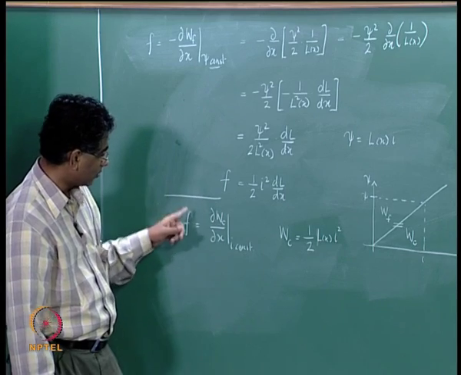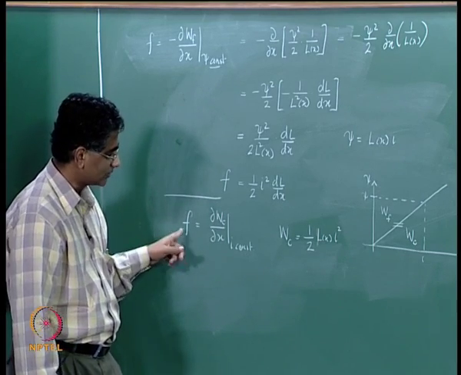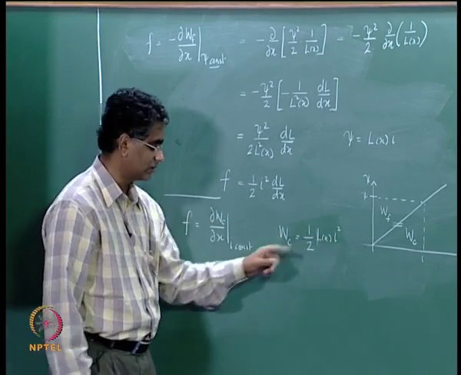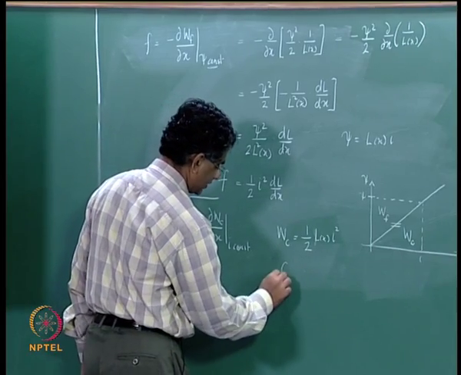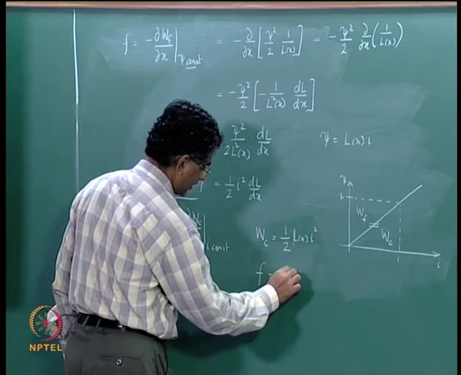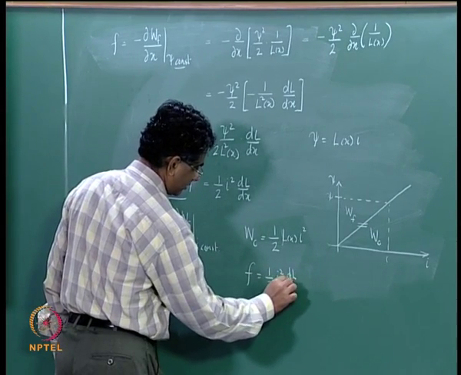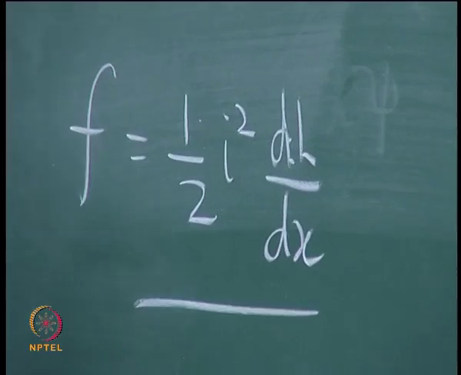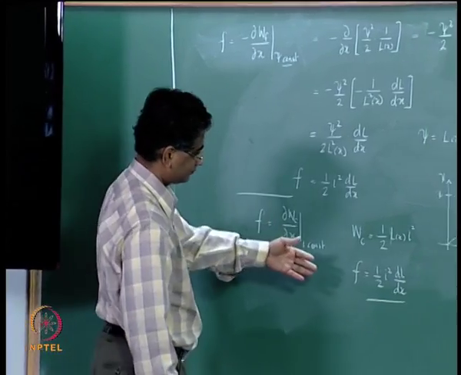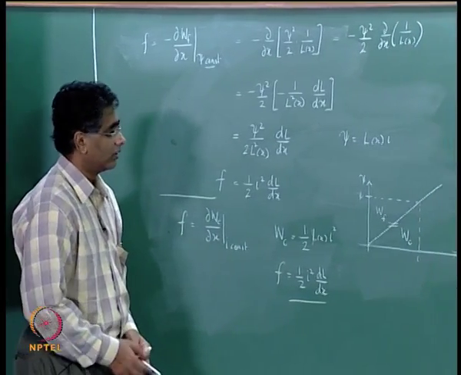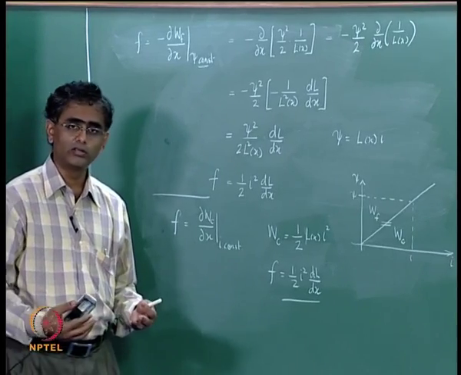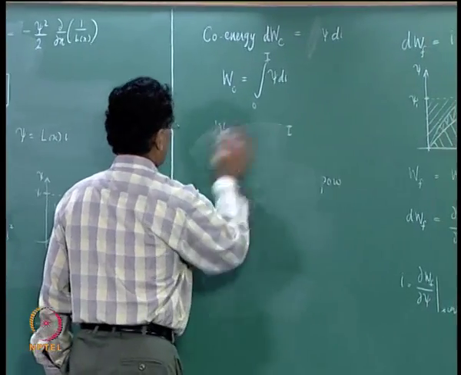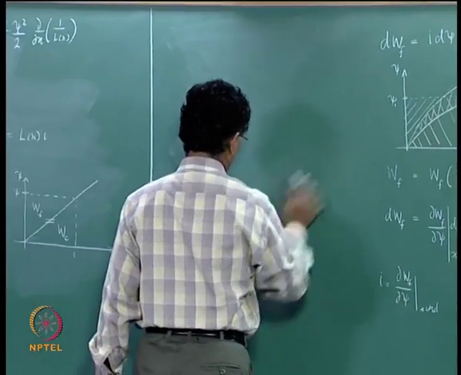In this case, therefore, it is simple. And therefore, if you want to now evaluate the force, force is nothing but dou WC by dou x, keeping I constant. I is constant, so keep it out of the differentiation process, and therefore force is straight away half of I square dL by dx. So we get this in a single step if you use the co-energy function through this route. Therefore, one can use energy or co-energy in order to find out the expression for force. Let us do one more example to illustrate the process.